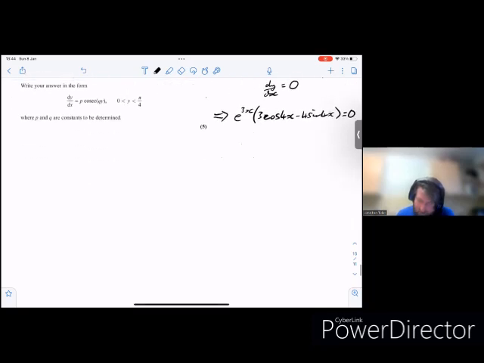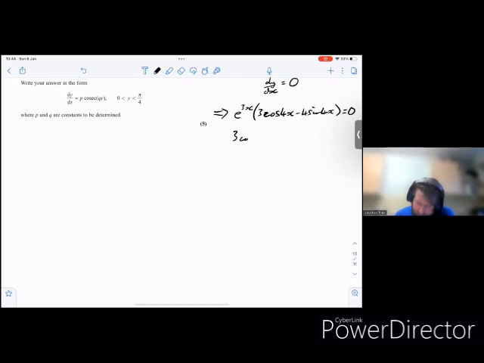e to the 3x cannot equal 0. So it must be the trig part that equals 0. So we need to think a little bit about how we solve this. Now, because it equals 0, we can just use tan. If the right-hand side was not 0, we would have to use the R cos(theta plus alpha) type approach. But because the right-hand side is 0, we can divide everything by cos 4x to give us 3 minus 4 tan 4x.